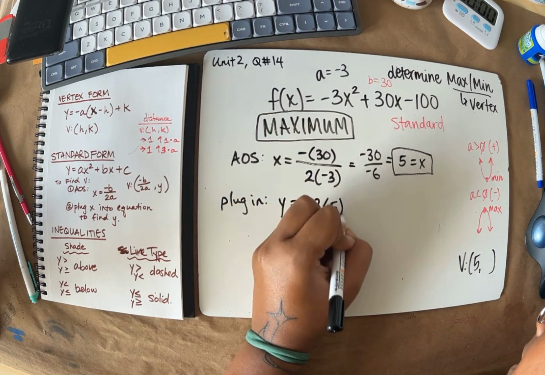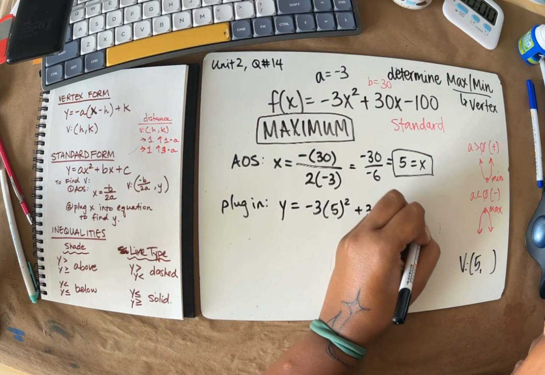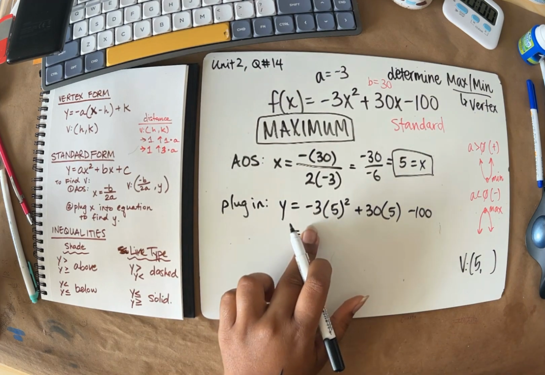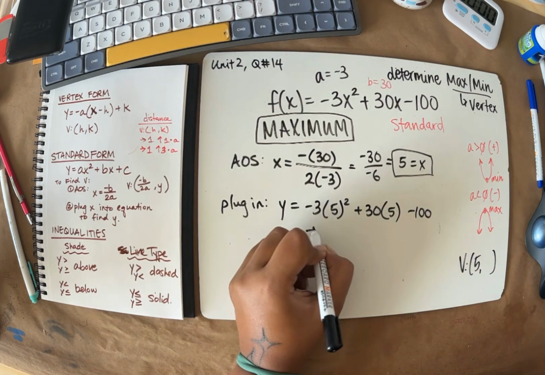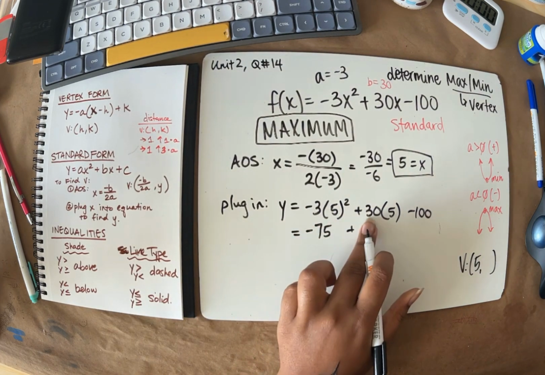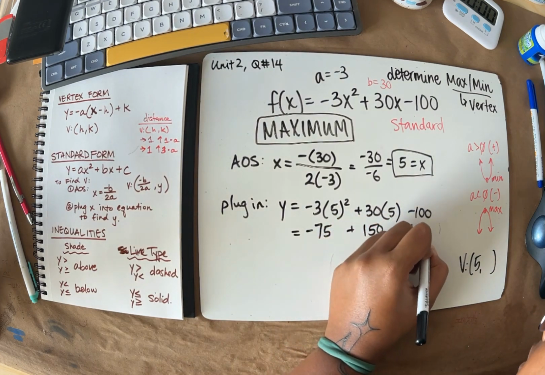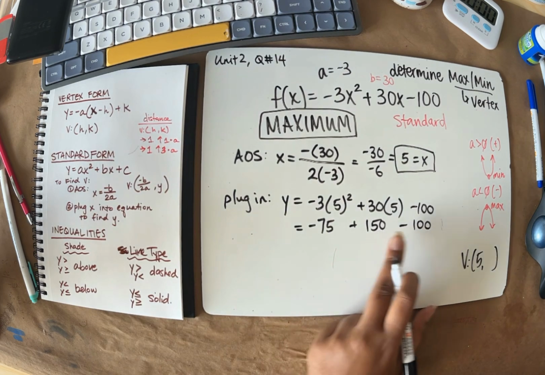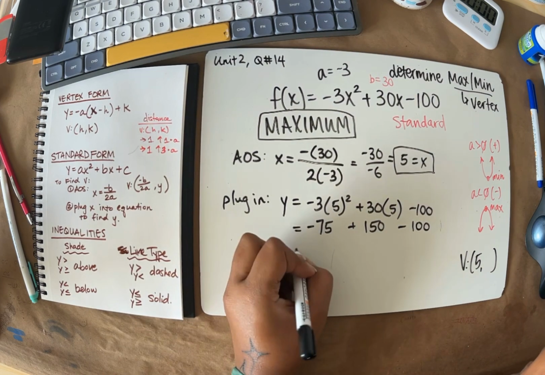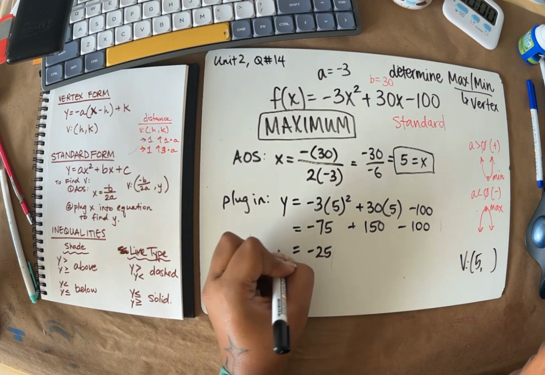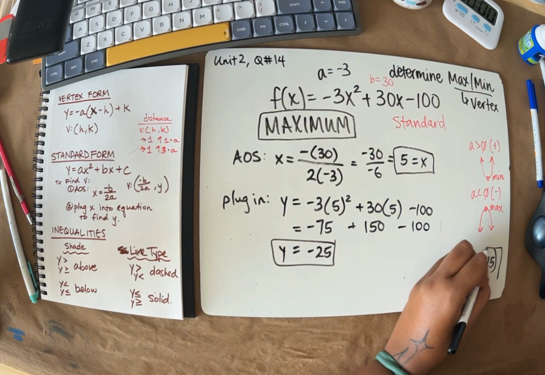-3 times 5 squared plus 30 times 5 minus 100. -3 times 25, because 5 squared is 25, 5 times 5, is -75. 30 times 5 is 150. And then minus 100. 150 minus 100 is 50, +50, plus -75 is -25 for my y value. So my vertex is 5, -25.